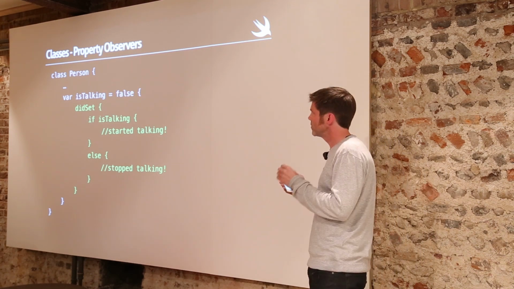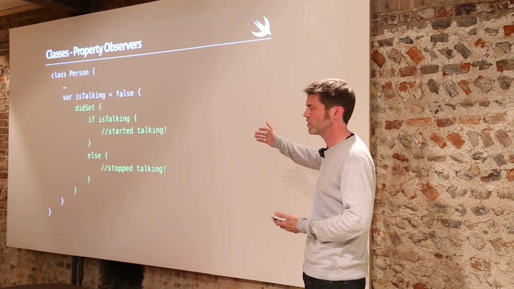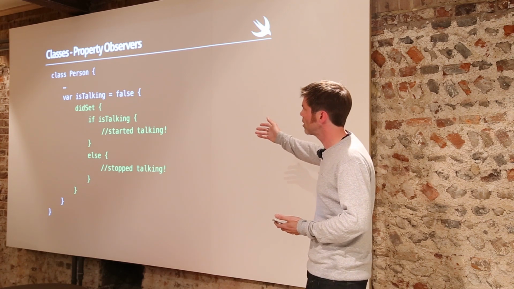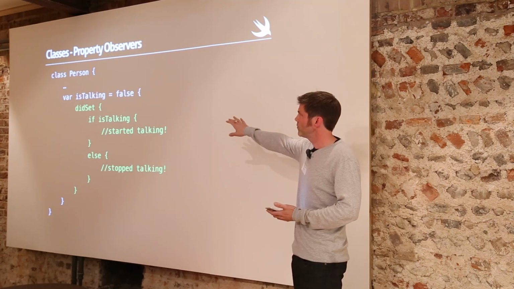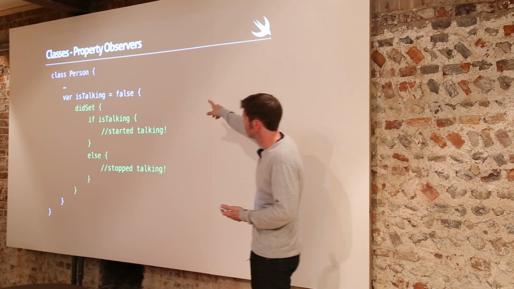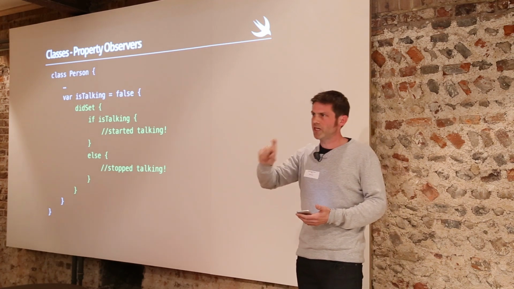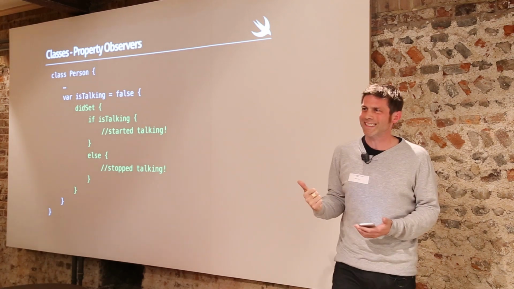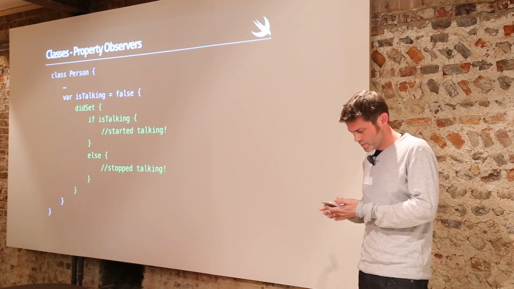So there's basically these things called property observers in Swift, which are the closest thing that we've got to getters and setters. In line, we're creating this isTalking variable, and we've got these optional internal functions, didSet and willSet.